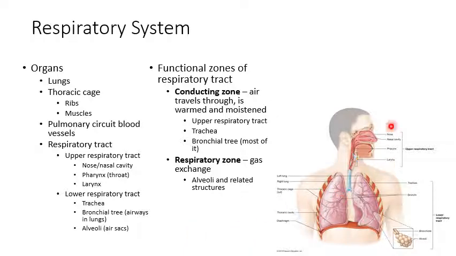So almost all of this is part of the conducting zone. Of course, all of the upper respiratory tract is in the conducting zone. Also the trachea and almost all of the bronchial tree is part of the conducting zone. The very littlest parts of the bronchial tree do have some gas exchange, so those are part of the respiratory zone. Those would be related structures to the alveoli, and then of course the alveoli themselves. And we will go into the details on that in a moment.